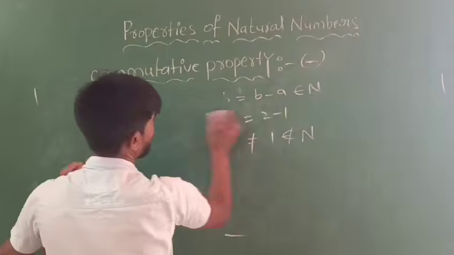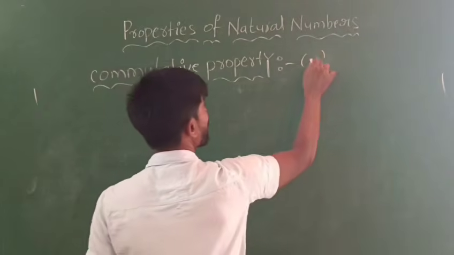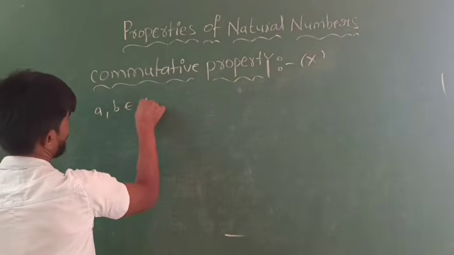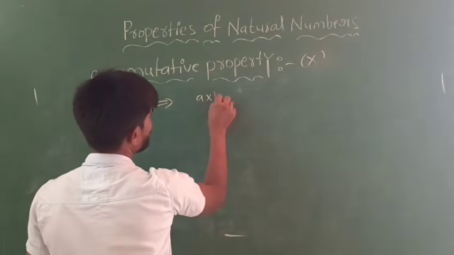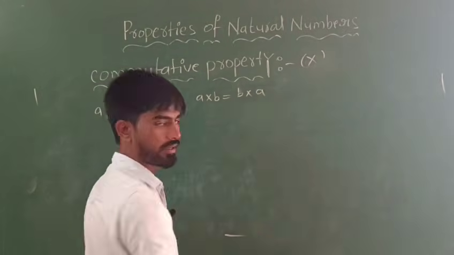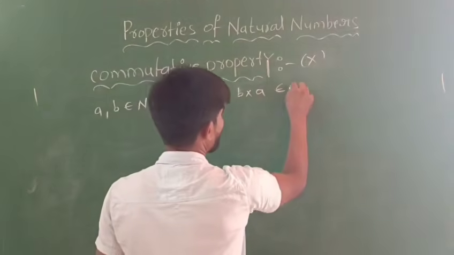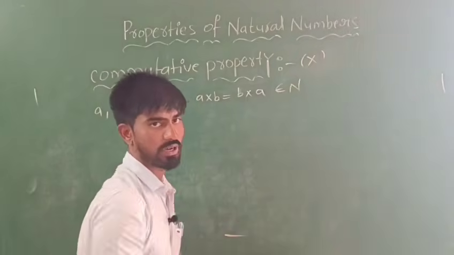The next property, commutative property under multiplication. Here a, b belong to natural numbers. That implies a into b is equal to b into a, and this result also belongs to natural numbers.